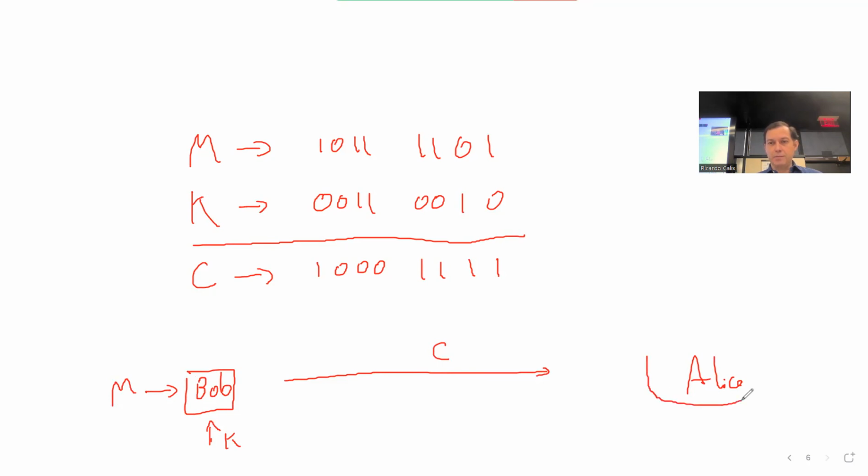And then Alice has the key and gets back the message. What operation? So then we have an encryption and a decryption algorithm, but the encryption and decryption algorithm could be very simple.